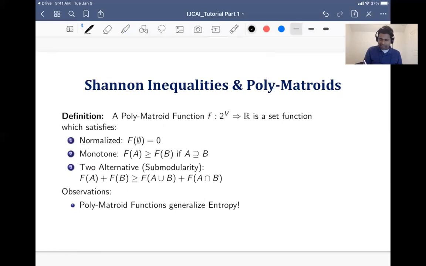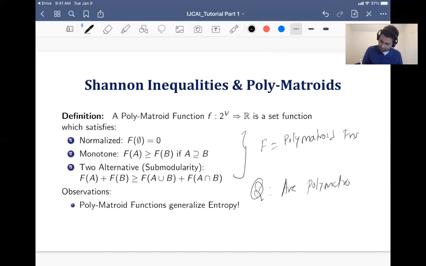Essentially, you can generalize this to say that any function f satisfying these three properties is exactly the class of what is known as polymatroid functions. So the question is: are polymatroid functions equivalent to entropy, or entropic functions? It turns out that, unfortunately, no. Polymatroid functions are actually richer than entropy functions.